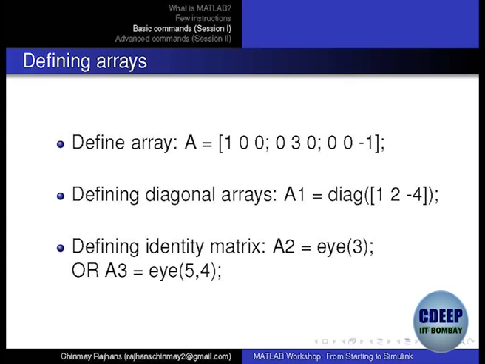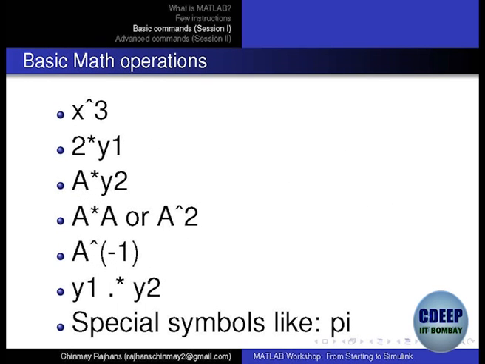So how many got A1 correctly? Any doubts? Okay, these are some math operations. The caret symbol is for getting an exponent. Star is for multiplication. You can do matrix into vector as long as the dimensions are matching. You can do matrix into matrix, matrix raised to power, and matrix raised to -1, that is the inverse of a matrix.